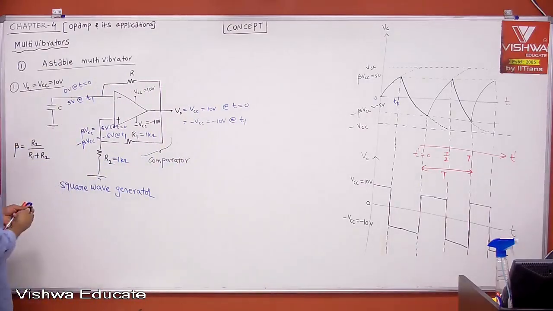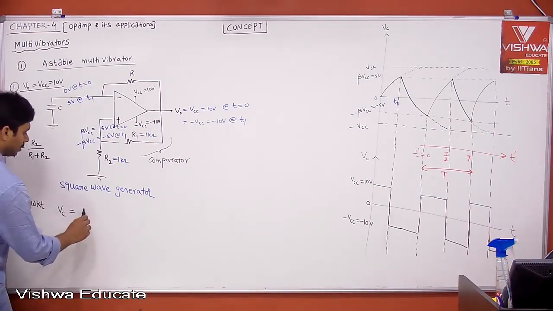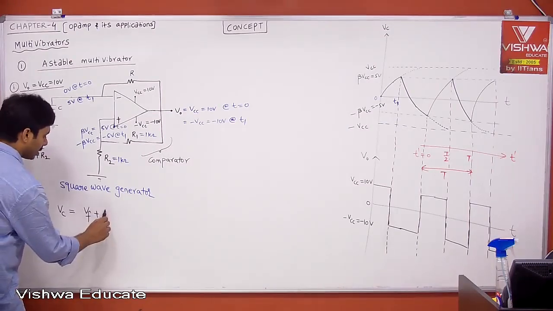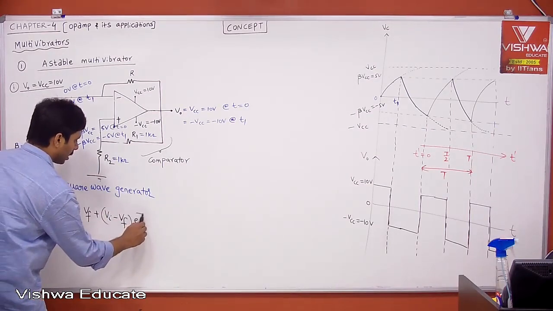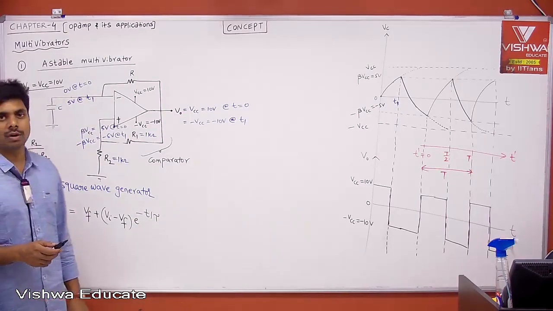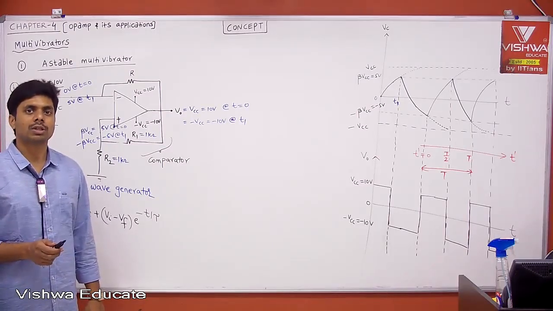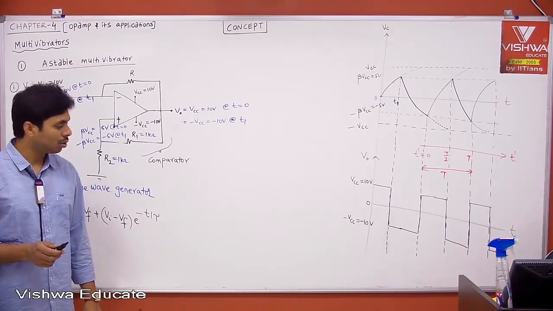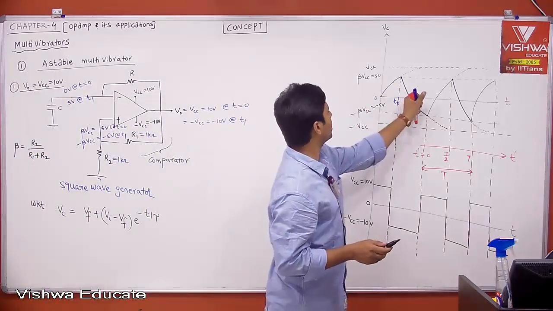Therefore, tell me, if you take voltage across the capacitor, what is the formula? We know that voltage across the capacitor Vc is equal to V final plus (V initial minus V final) into e to the power of minus t by tau. Don't say Vc is equal to Vcc into (1 minus e to the power minus t by tau), that is for charging. That is not always true. That is true if the capacitor initial voltage is 0. I told you initial voltage is 0, but we are ignoring the first half cycle.